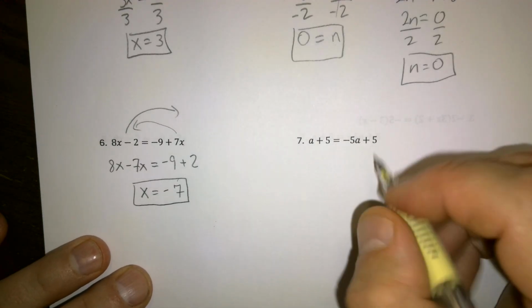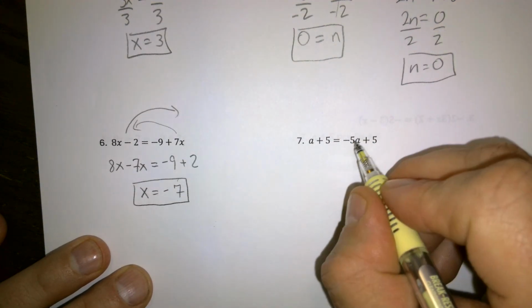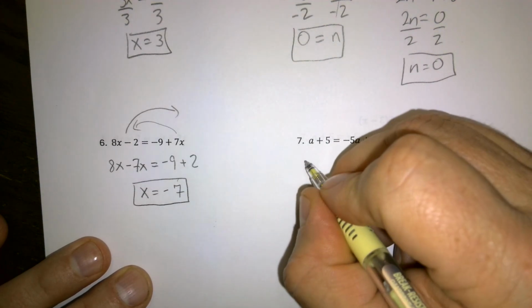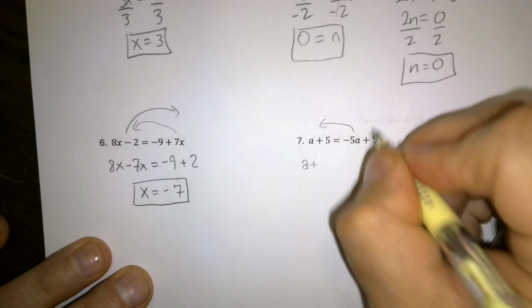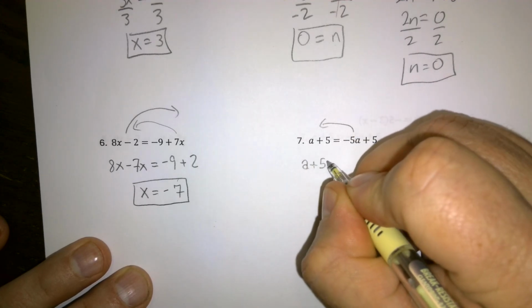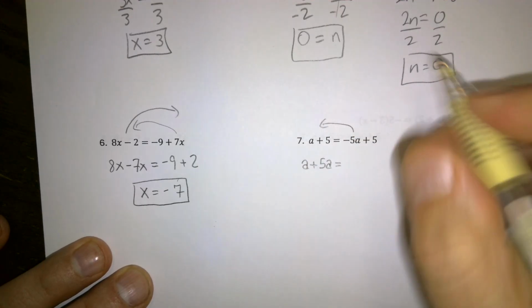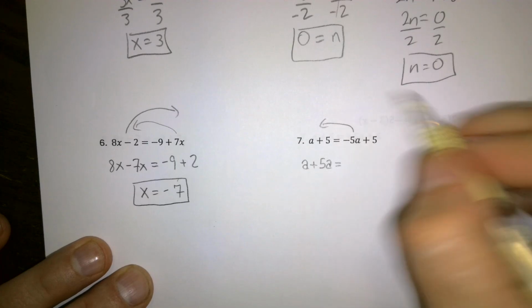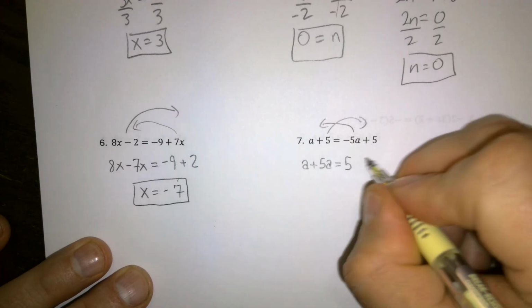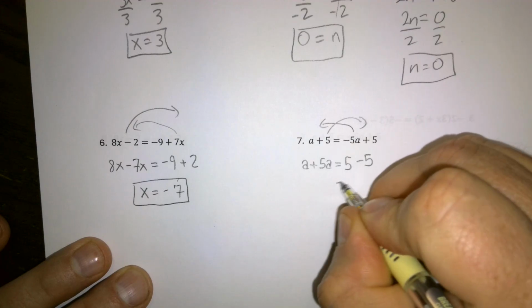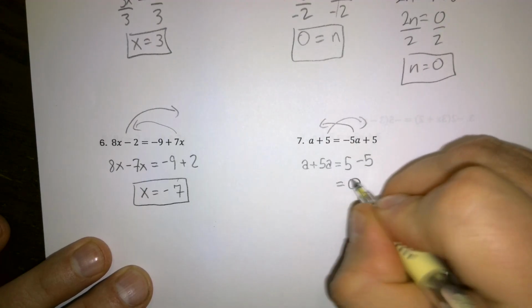All right, let's take a look at the last one here. I'm going to do the same thing. I'm going to take the -5a and flip it. So this a stays here. And this -5a flips and becomes a +5a. This 5 doesn't have an a, so we need to flip it over here. It becomes a -5. This 5 is still here, and that becomes a -5. Oh, we get a 0 again.